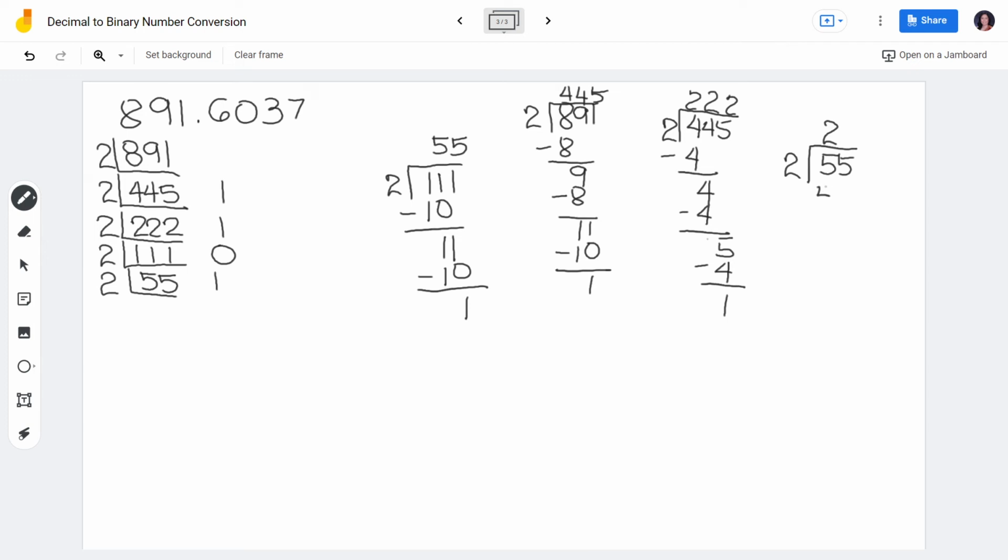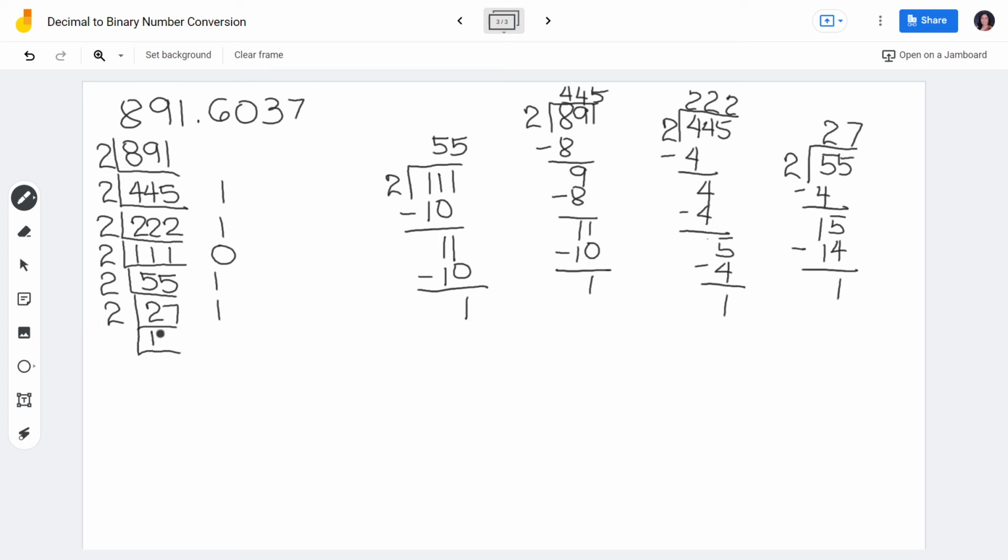2 times 2 is 4. 5 minus 4 is 1. Then bring down 5. 15 divided by 2 is 7. 7 times 2 is 14. And then 15 minus 14 is equal to 1. So we have 27, remainder 1. And then again, 27 divided by 2 is what?